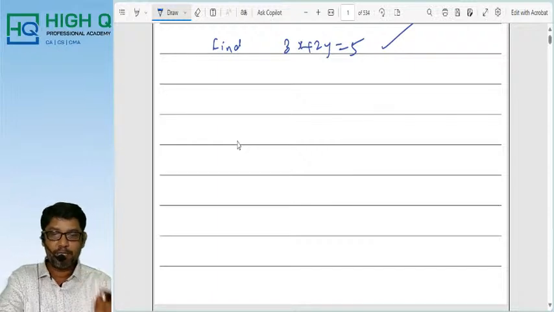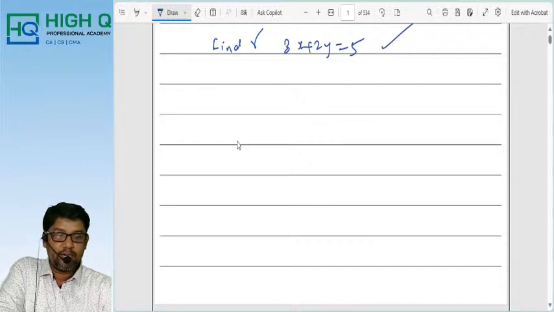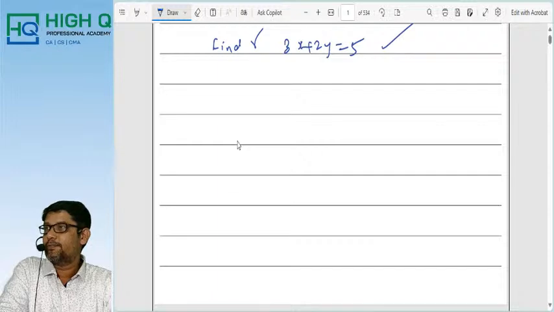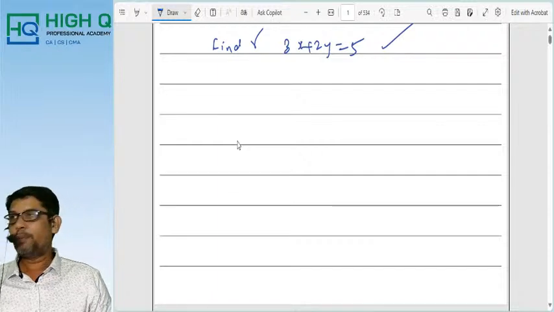Can anyone give me the answer for this? What is R? Find R. 3x plus 2y equal to 5. Srividya, very good. You gave me the right answer. Of course, at least one student gave me the right answer. Minus 1 is the right answer. But you took a lot of time.